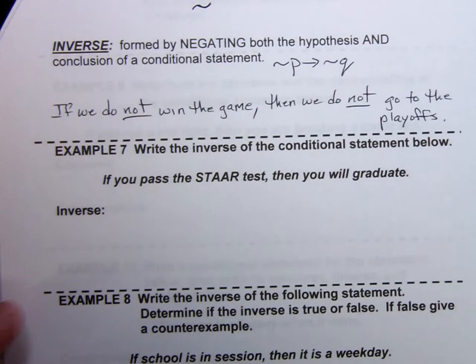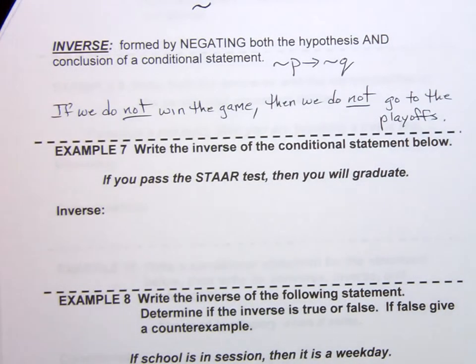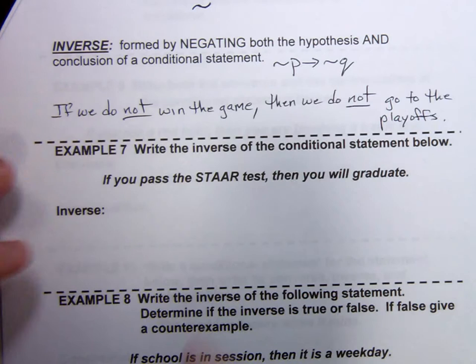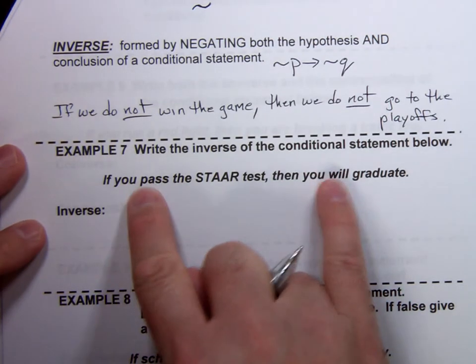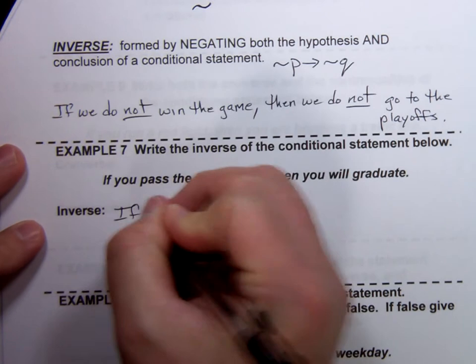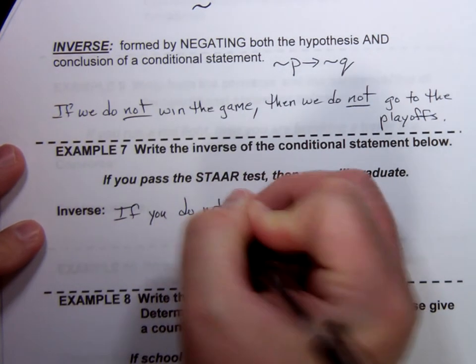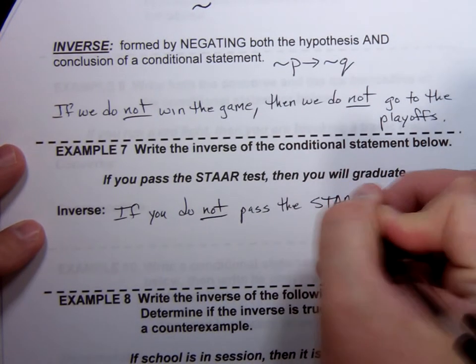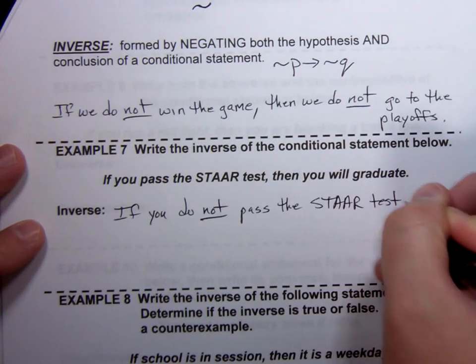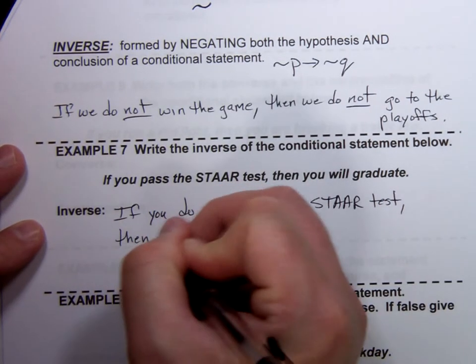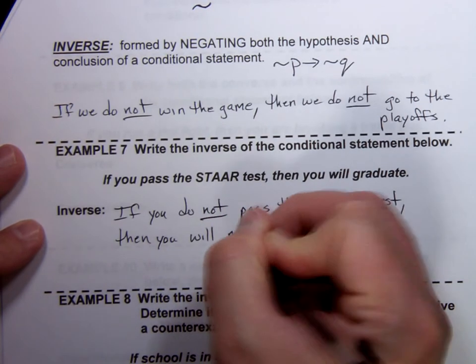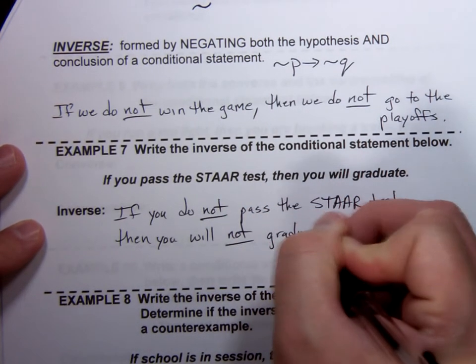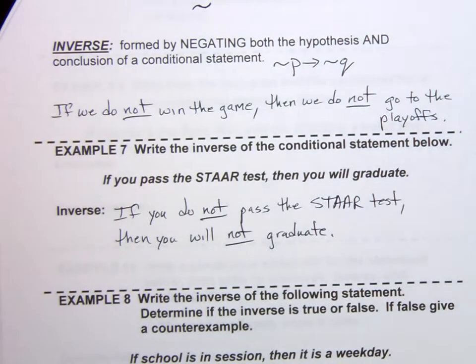All right, write the inverse of the conditional statement below. If you pass the STAR test, then you will graduate. So we want to write the inverse. So we're just basically adding the negations or the nots to both halves. So if you do not pass the STAR test, then you will not graduate. And there's the inverse. We've added the negation to both parts of the conditional statement. That's the inverse.